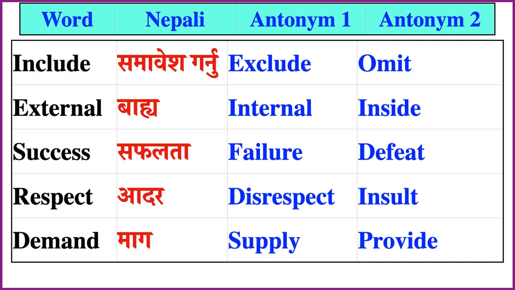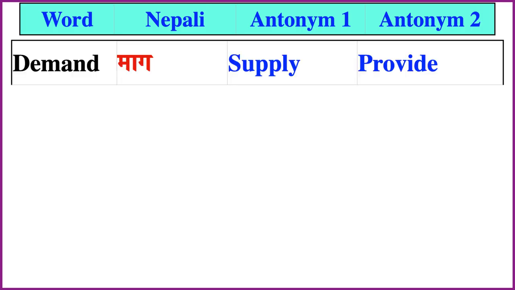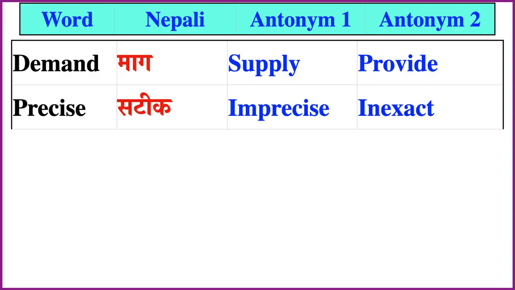And then antonyms are supply and provide. Demand भनेको माग गर्नु. And then antonyms are supply and provide. Precise भनेको सटीक. And then antonyms are imprecise and inexact.